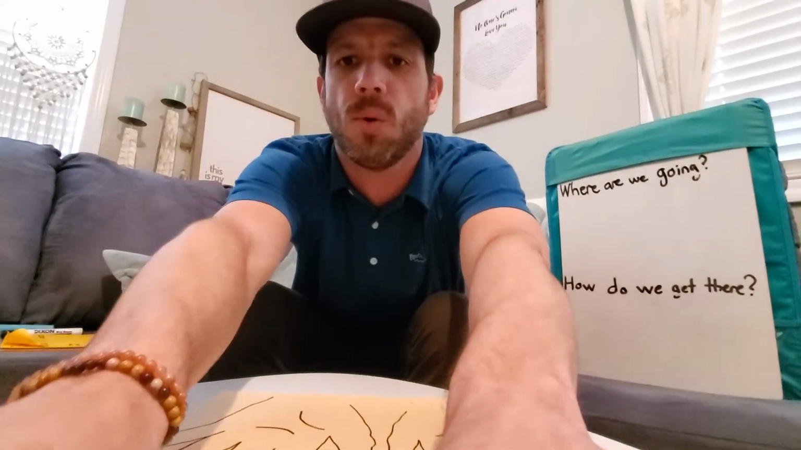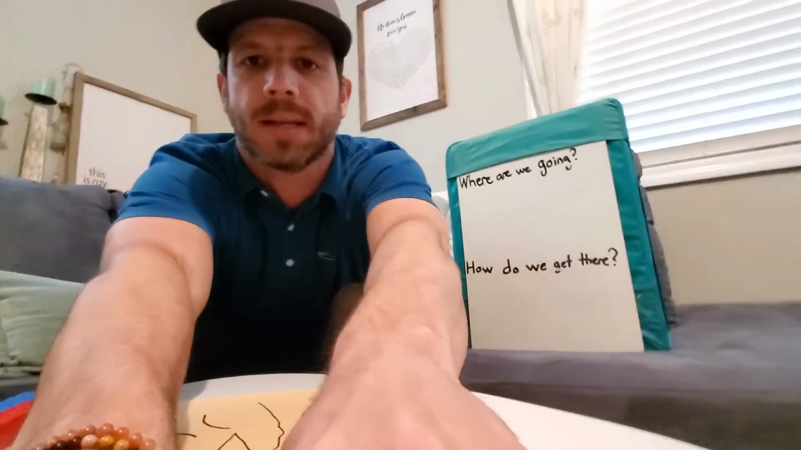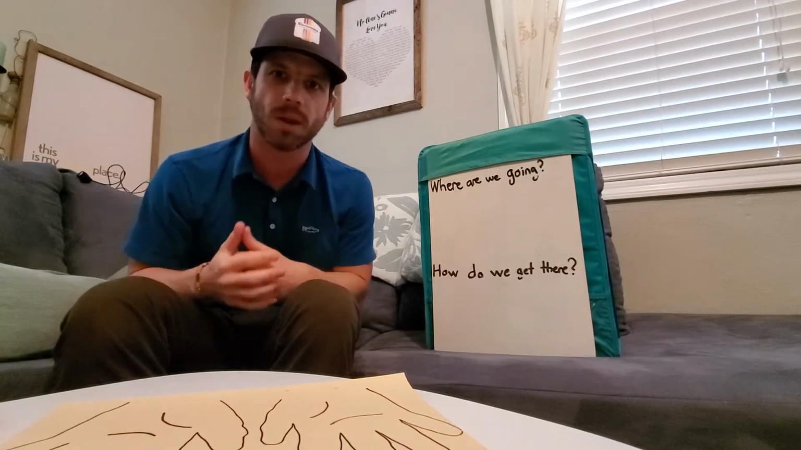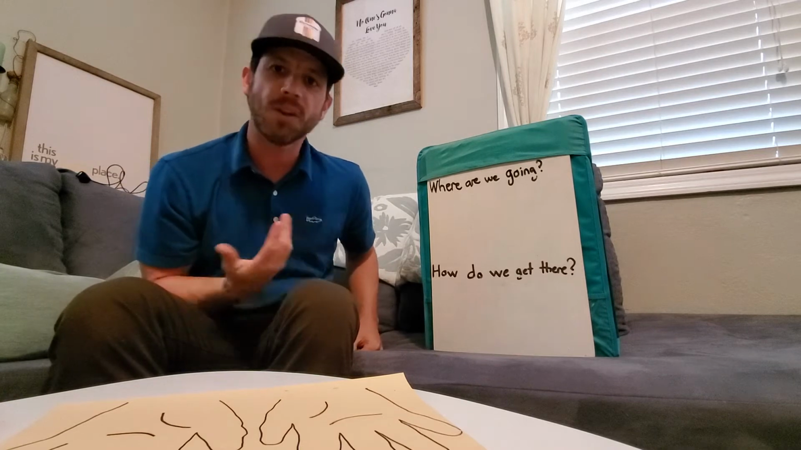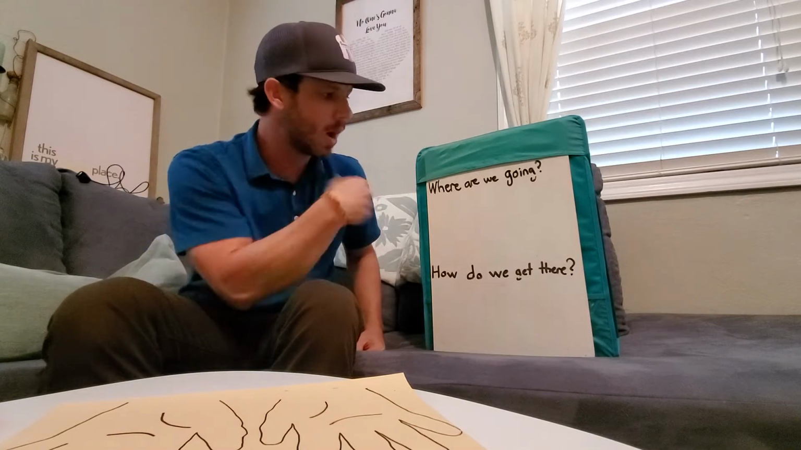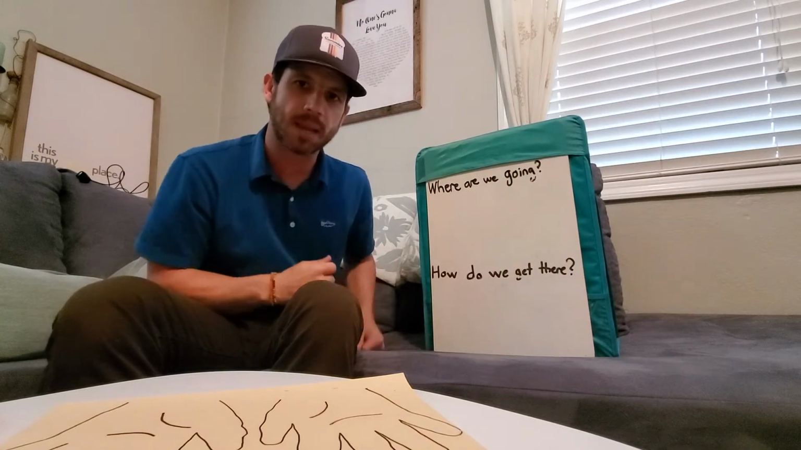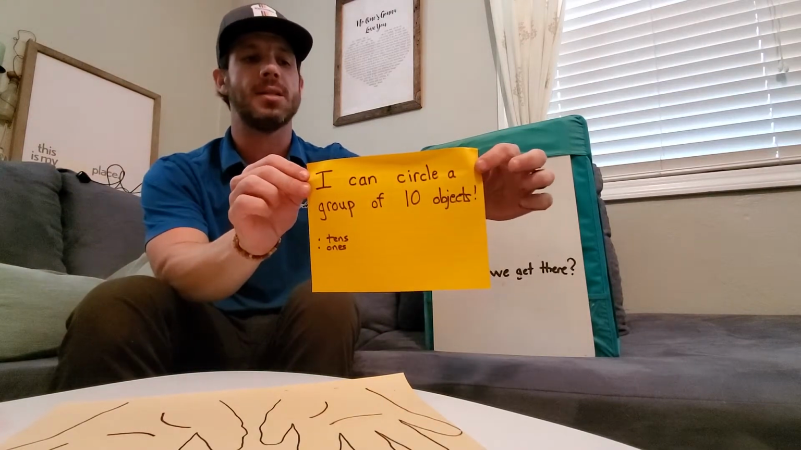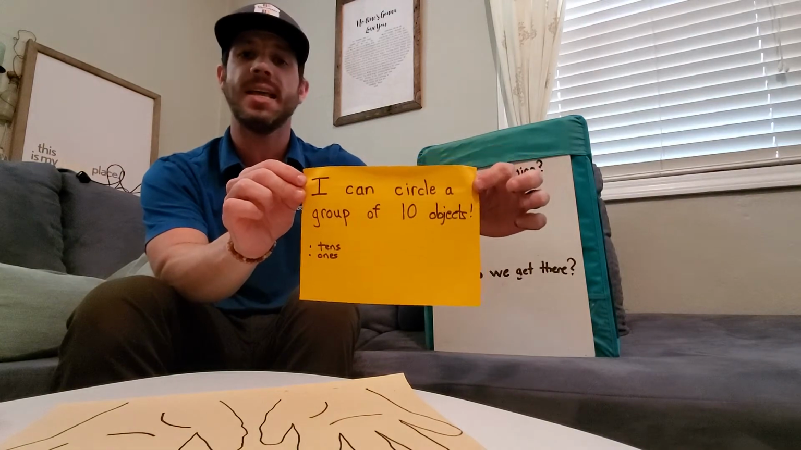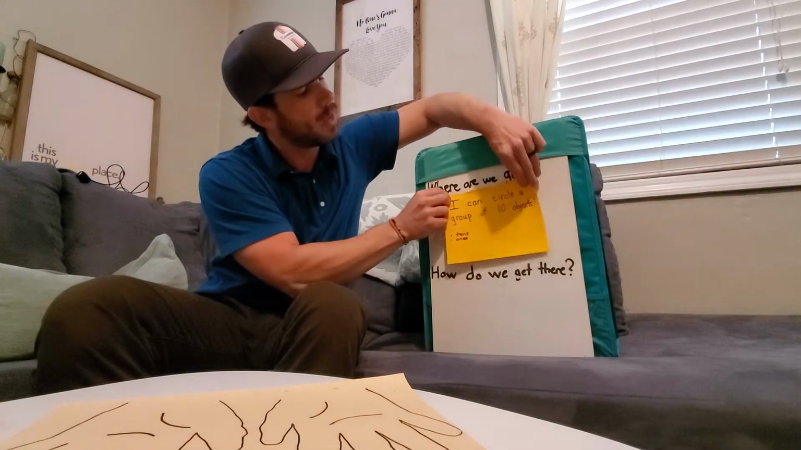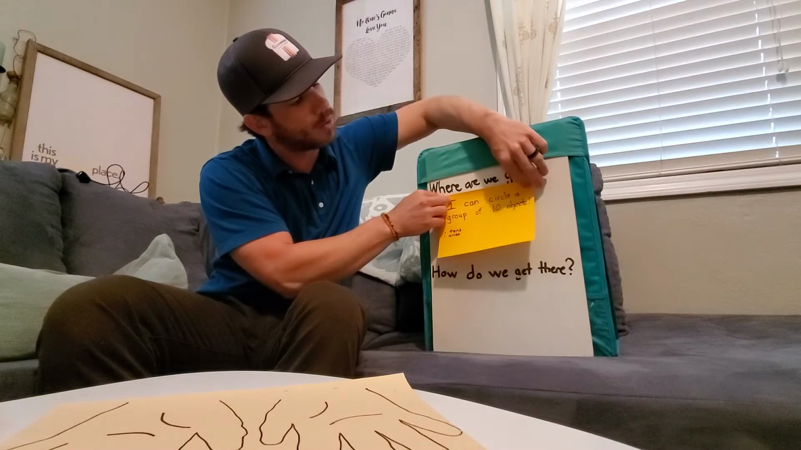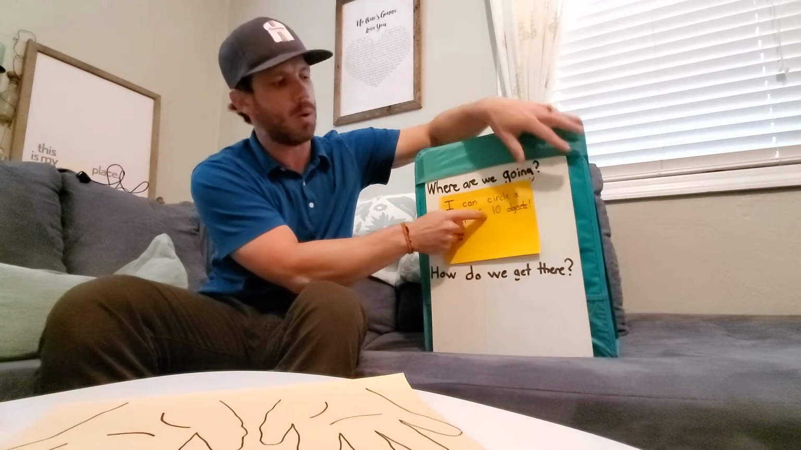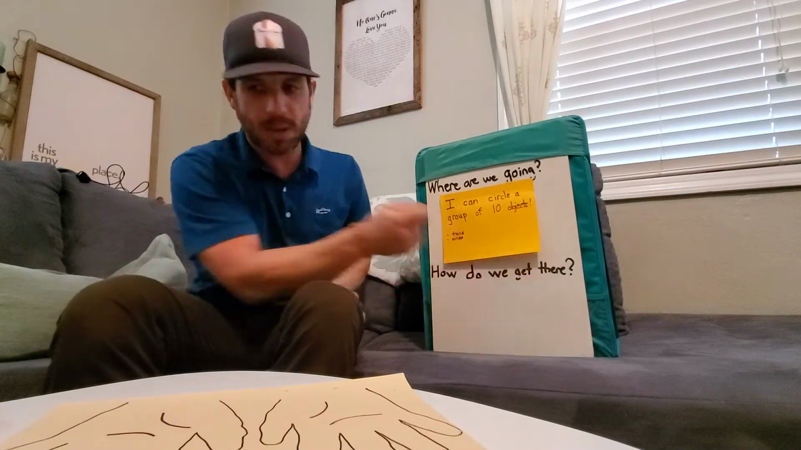All right, guys, so we have 2 questions we need to ask ourselves when we are doing a learning activity. And those 2 questions are, where are we going? That'll tell us kind of what we're going to be doing, what we're learning. And then we're going to ask, how do we get there? Every learning activity is almost like a road trip. Where we're going is what we're learning. How we get there is like our roadmap of how we're going to learn it. So where we are going today is, I can circle a group of 10 objects. All right, so let's take a look at that. I can circle a group of 10 objects. So how many do we need to count to be able to circle? There we go. We know where we're going. Now we got to figure out, how do we get there?